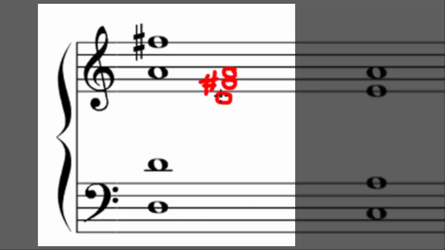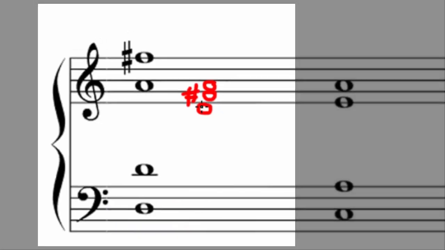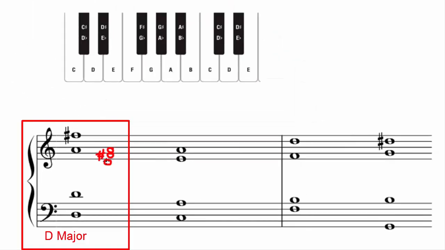Our second step is to look at what note is in the bass line of the chord. In this case, the bass note or lowest note is a D, which is our root. Therefore, we are looking at a chord that is a D major chord in root position. Sometimes, again, this is marked with the numbers 5, 3.